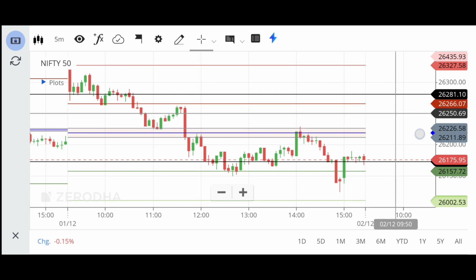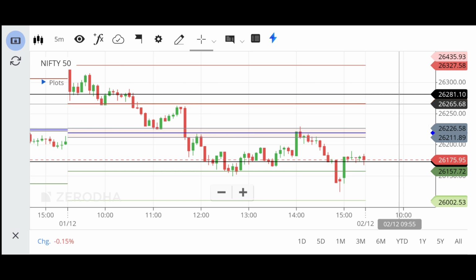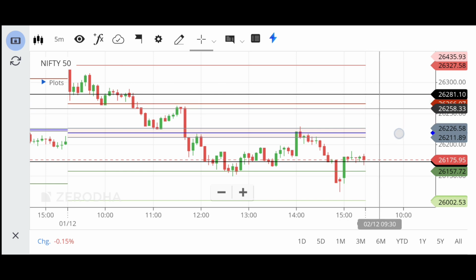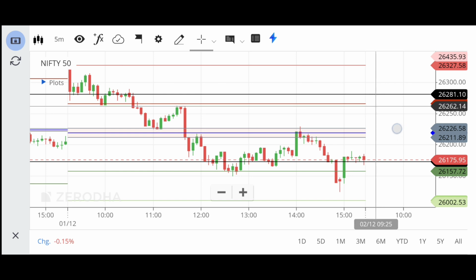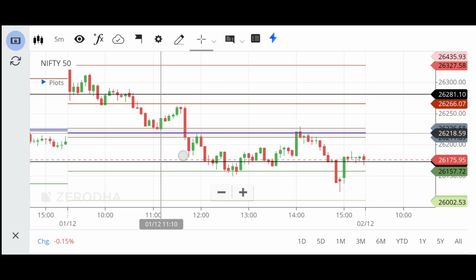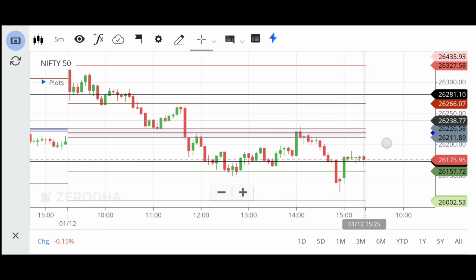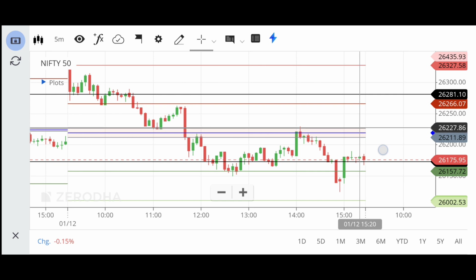So you can buy a put option here, maybe an in the money option. 26,300 or 26,200 you can buy here after the break of the candle. So you see, this 10:35 candle broke the range. You can take the trade in the 10:40 candle and make some profit when it reaches the CPR range.